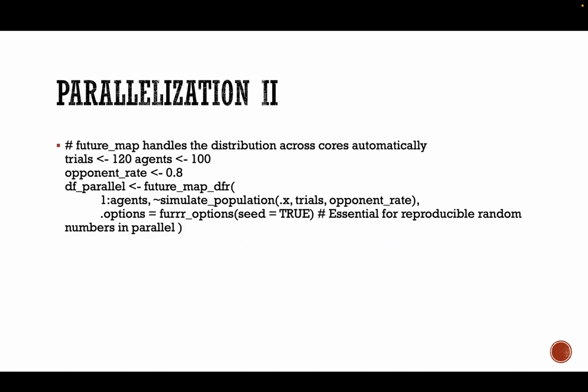The function to run should be simulate population, where we're giving the previous parameter as an input, the trials and the opponent rate. And then I'm just going to say that it should use the seed that's in the script so it can be reproducible. And that automatically is going to take the function simulate population and run it in parallel along the number of workers that we have available.